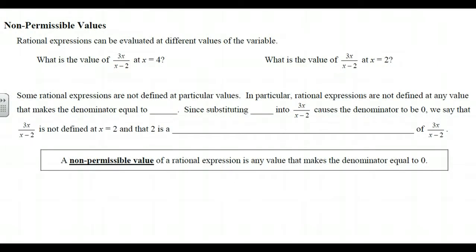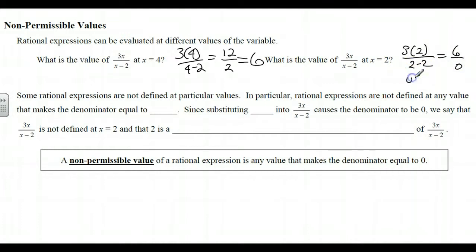Non-permissible values. A rational expression can be evaluated. All you have to do is give a value for the variable. So when x equals 4, this expression becomes 3 times 4 over 4 minus 2, which is 12 over 2, which is 6. What's the value of 3x over x minus 2 when x equals 2? Okay, so we get 3 times 2 over 2 minus 2 equals 6 over 0. Whoops, that's undefined. We cannot divide by 0.